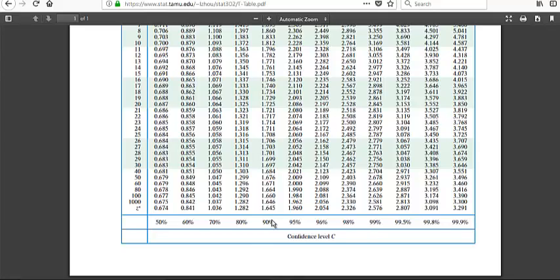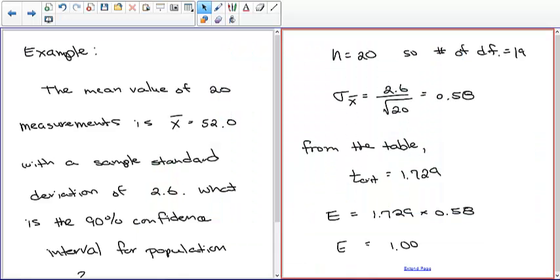Each confidence interval has a critical t-score associated with each degree of freedom. So we take 19 degrees of freedom, go over horizontally here. We're in the 90% confidence column, and we get 1.729. So that's the number we're looking for. So t critical is 1.729.